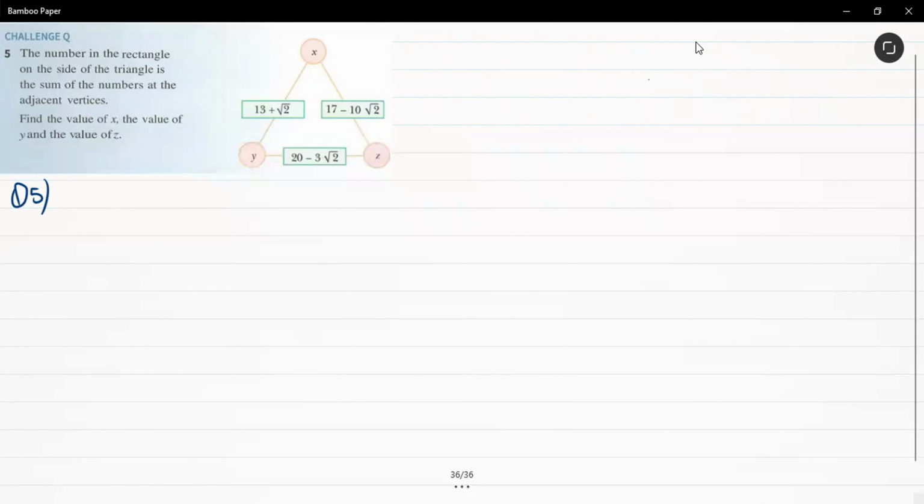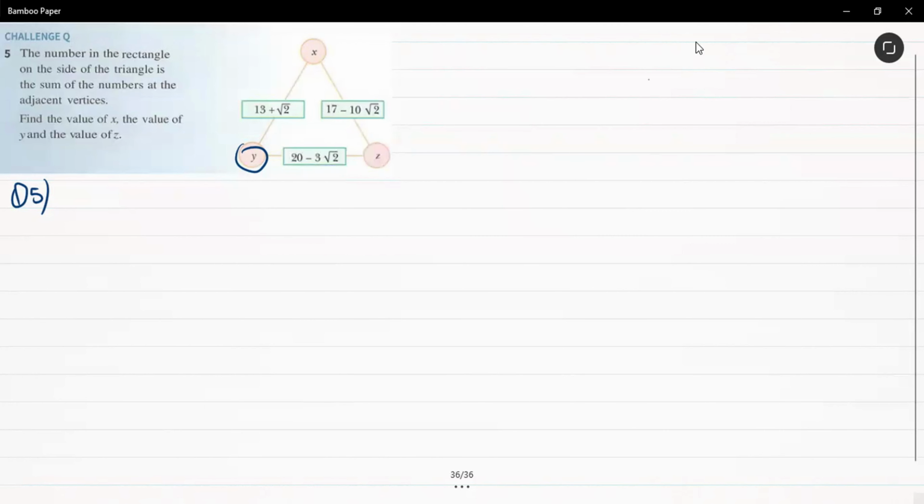So basically, what they've told us is that the number in the rectangle on the side of the triangle is the sum of the numbers at the adjacent vertices. Now, most students actually don't understand what the question is telling you. It's actually telling you that the vertices, which are the points, are just small points. So they're telling us that at the adjacent vertices, x and z, this rectangle shows the addition value of it. Okay. Similarly, for y and z, this rectangle is the addition value of it.